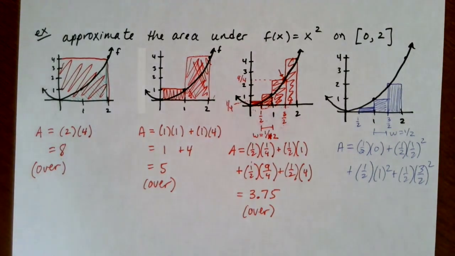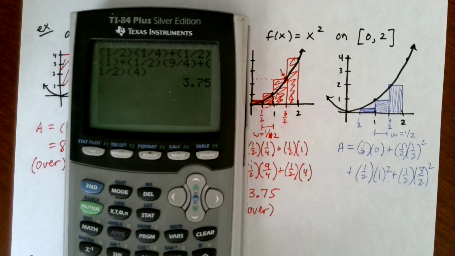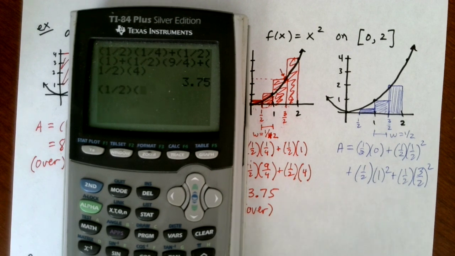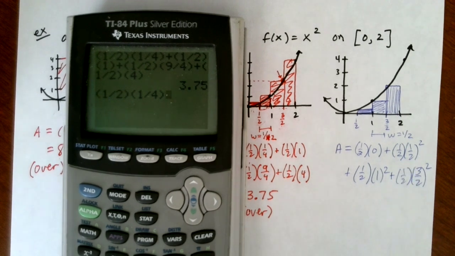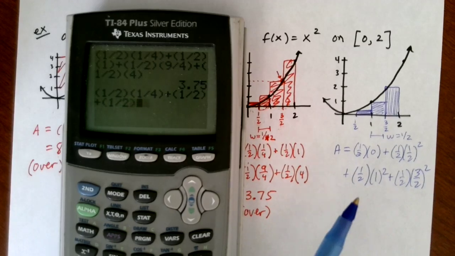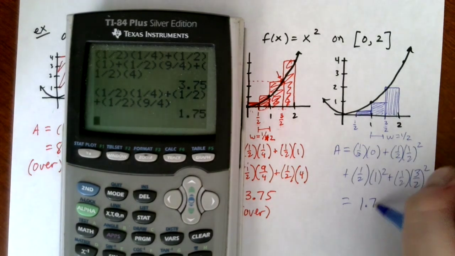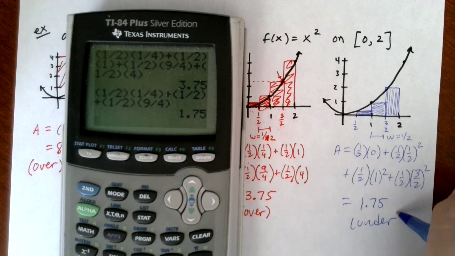Again, I'll pull up my calculator to do the computation for me, because I'm feeling lazy. All right, so 1/2 times 0 is just 0. The next one will be 1/2 times 1/4. That's that 1/2 being squared. The next one is 1/2 times 1. And then finally, 1/2 times 3/2 squared, which is 9/4. All right, 1.75. And we know that this is an underestimate.